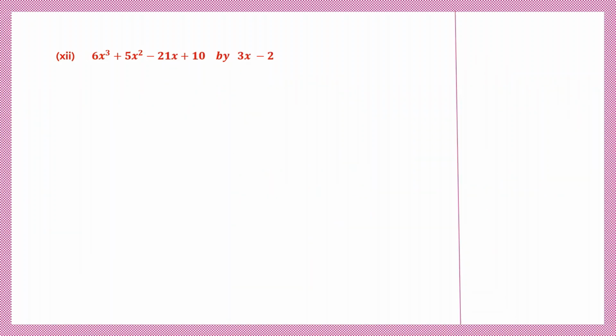In 12, let's divide. So this time we have 4 terms in a polynomial. 6x to the power of 3 plus 5x square minus 21x plus 10. And our divisor is 3x minus 2.